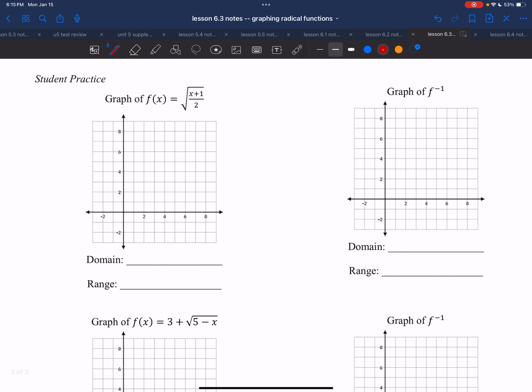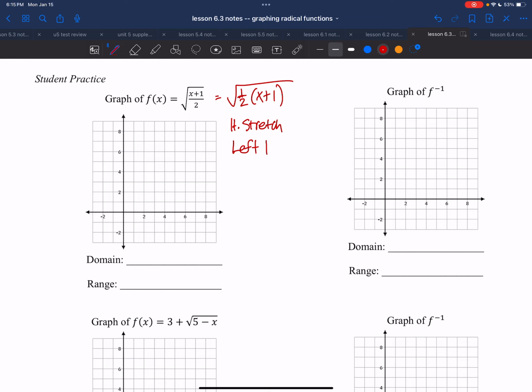Let's graph f of x equals square root of (x plus 1) over 2. Well, this fella, if you go back to Algebra 1, x plus 1 over 2 can be rewritten as the square root of 1/2 times (x plus 1), right? That's the same thing. So that is a horizontal stretch and a shift left 1.